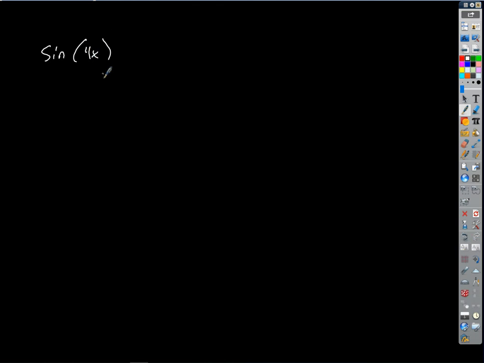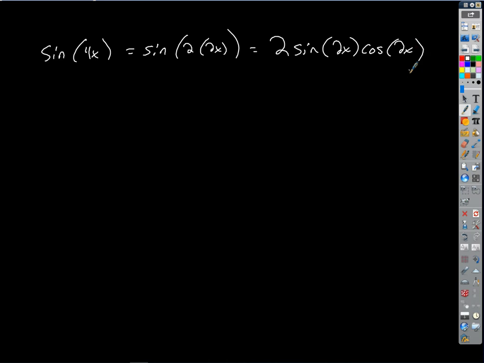So 4x is just 2x plus 2x, right? So I could write that as the sine of 2 times 2x. So sine of 2 hand, sine of 2 hand is 2 sine hand cosine hand, right? So that's equal to 2 sine hand cosine hand. Well, there's a sine 2x, so that's going to become 2 times 2 sine x cosine x.